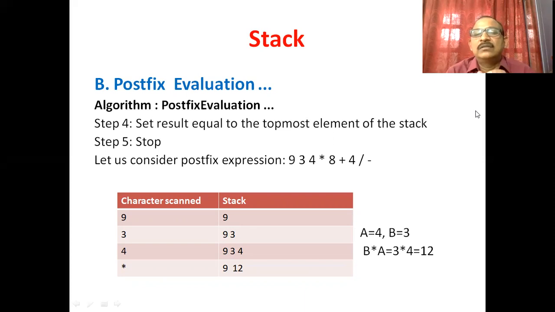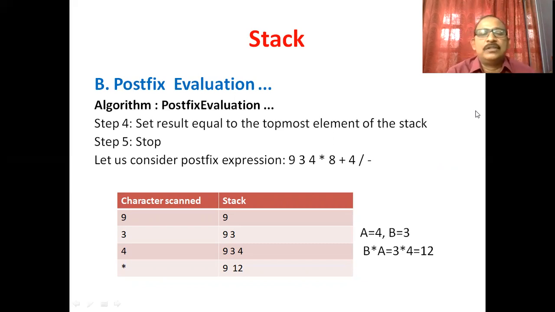Let us consider the postfix expression 9 3 4 * 8 + 4 / -. Let us start by scanning the first character. The first character you can see is the operand 9. Therefore, we push this 9 onto the top of the stack. The next scanned character is 3. It's again an operand. We push it on the top of the stack. Now next is 4. It is again an operand. We push it on the top of the stack.